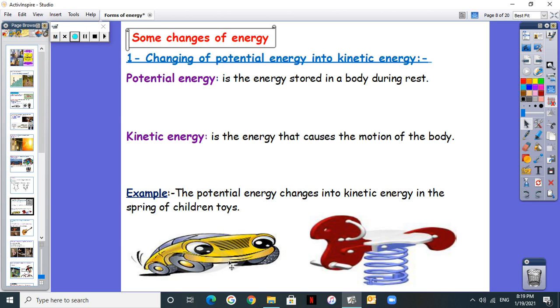Do you remember this picture? This is a toy car, and this toy car has a spring. Inside the spring there is potential energy. When we move this toy car, the potential energy changes into kinetic energy. So the changing number one is changing of potential energy into kinetic energy.